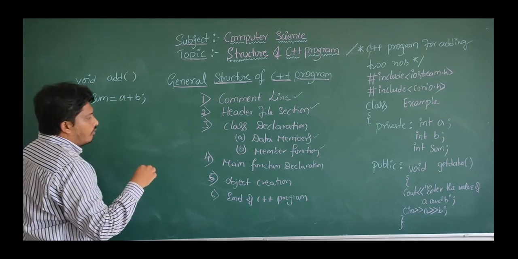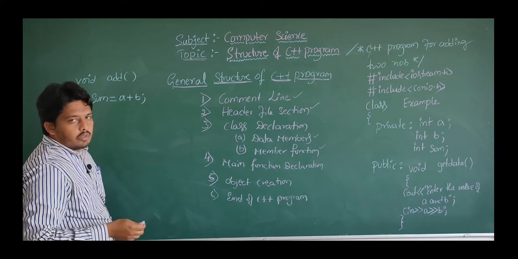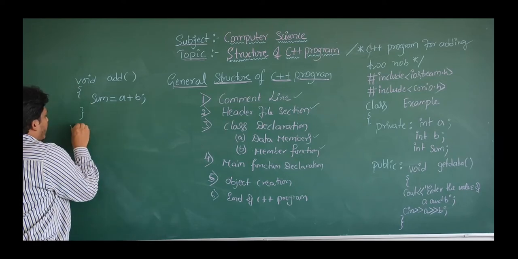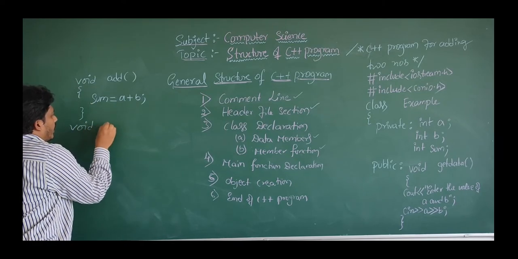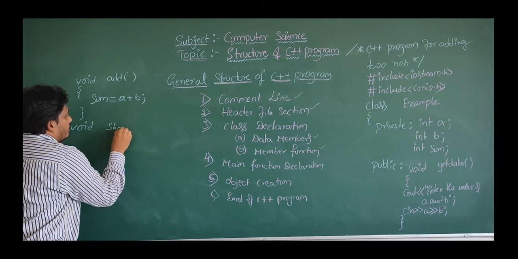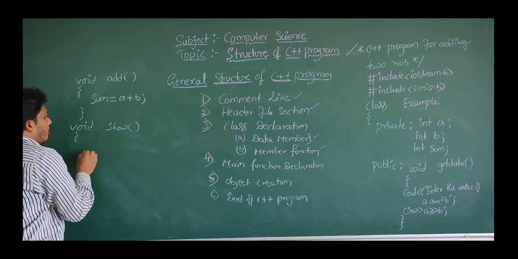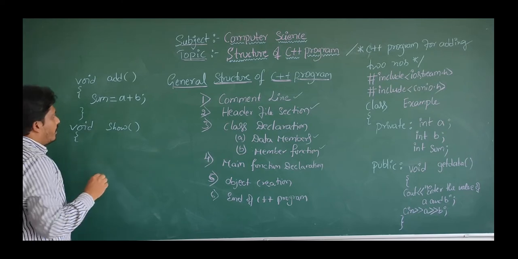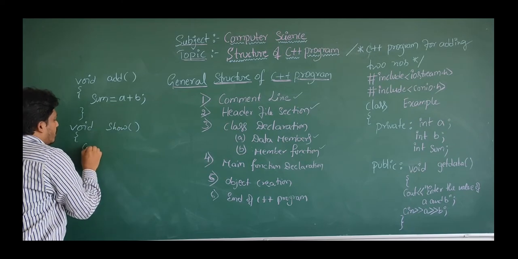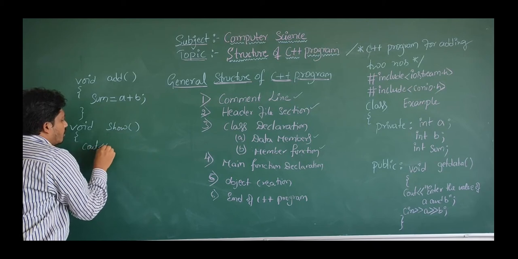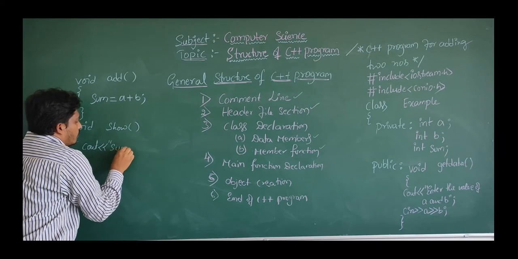Okay. At last I have to show this result on my output screen. For that I am going to write one more member function by the name void show. In this I am going to show the sum that we have computed here. cout sum is equal to sum.